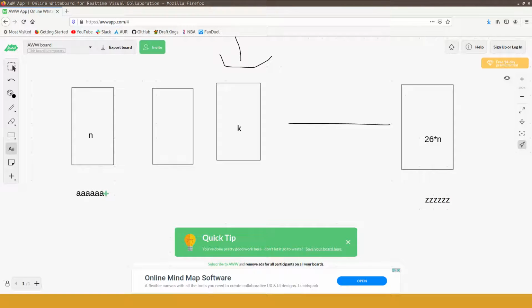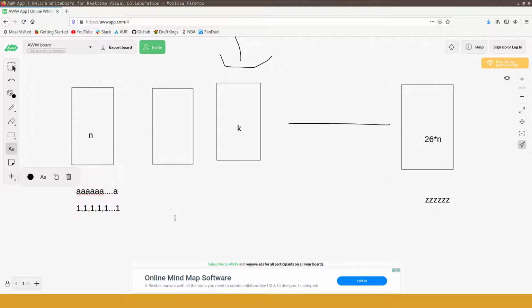If I decode A into numeric values, what do I get? I get 1, 1, 1, 1, 1 all the way. What do you think is the lexicographically smallest string of numeric value n plus 1? Which is the lexicographically smallest string in this box over here? Well, isn't that just this?